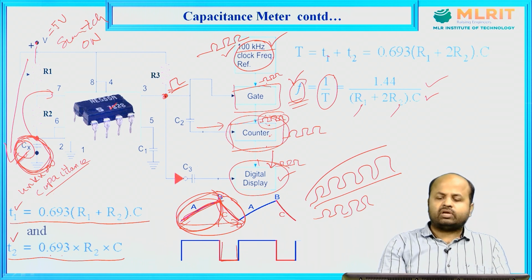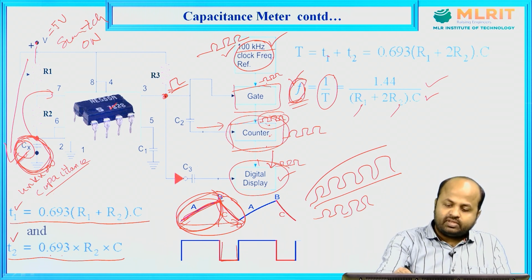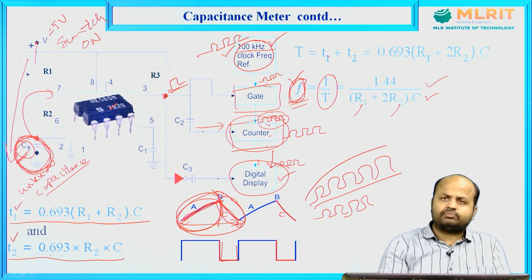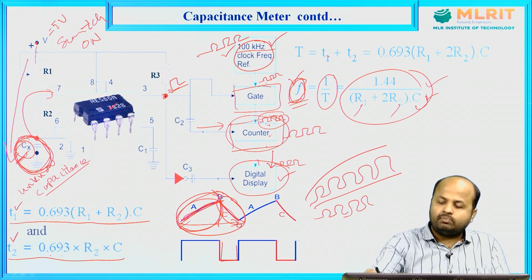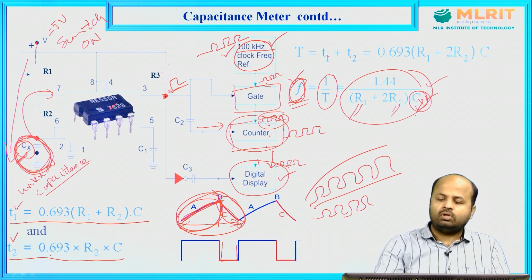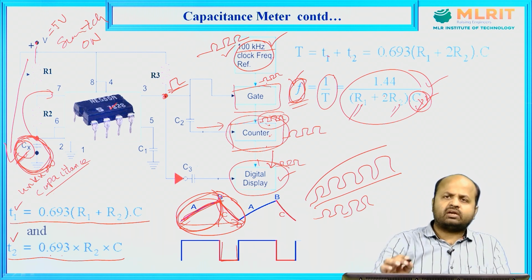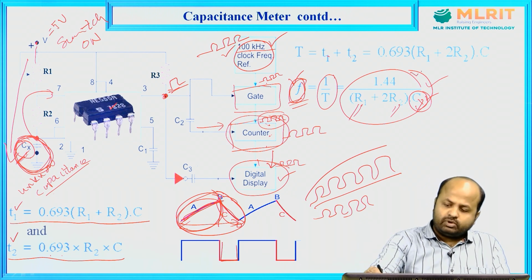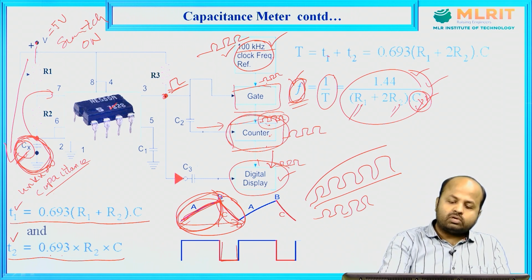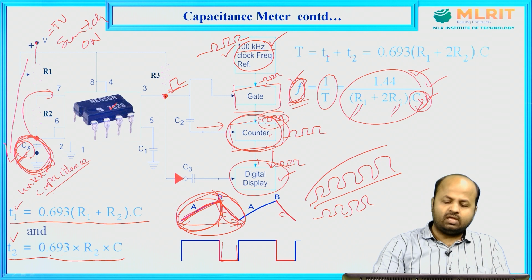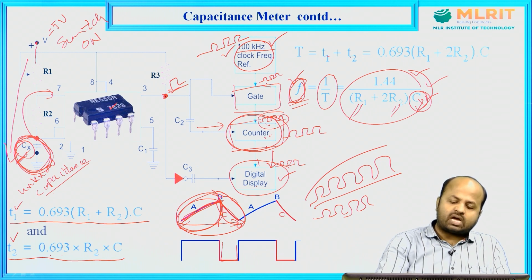Theoretically we can show that if the frequency, 100 kilohertz, is known, using this formula we can directly calculate the value of C, because R1 we know, R2 we know, only this Cx, the unknown capacitance, we don't know. By using this formula we can directly calculate the unknown capacitance. Theoretically we can do it like this, but practically the counter is counting the pulses, and the counted pulses are being displayed.